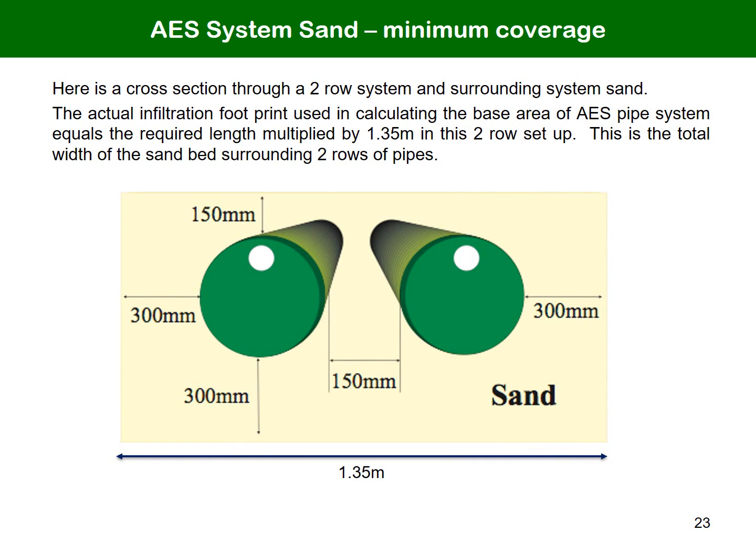Here is a cross-section through a 2-row system and surrounding system sand. The actual infiltration footprint of AES pipe system equals the required length multiplied by 1.35 metres in this 2-row setup. This is the total width of the sand bed surrounding 2 rows of pipes.